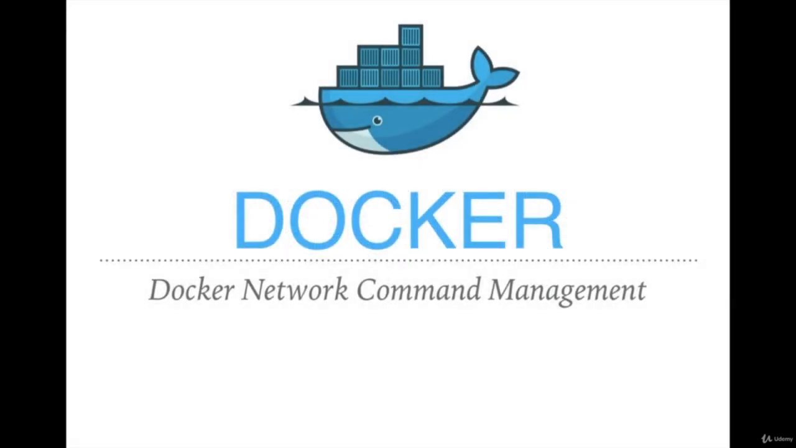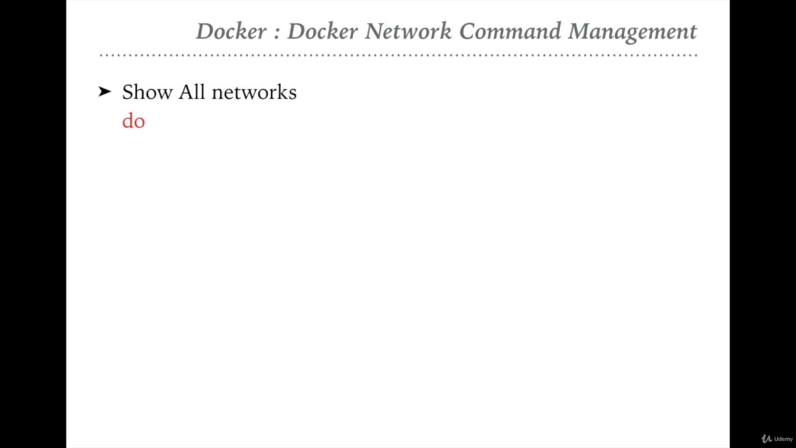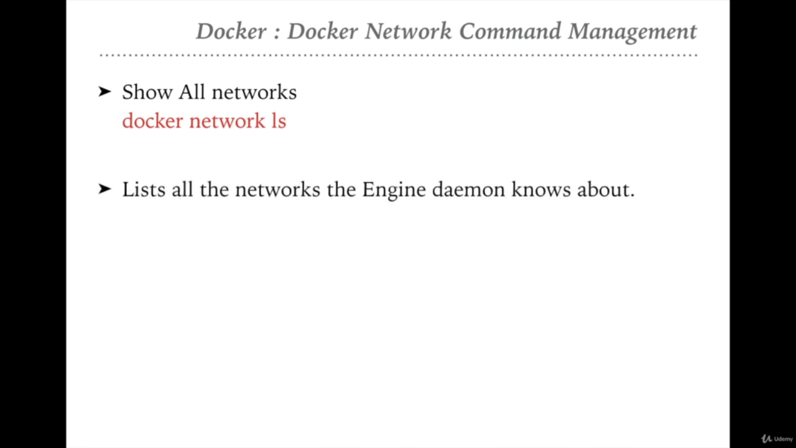Hello team, welcome back, and today we are going to discuss the Docker network command line management. So we will see how we can manage our Docker networks from the command line or from the CLI. So first we will see how we can list out all the networks which are running on my host machine. With the command docker network ls, you can list out all the networks which are running on your host machine. So basically the command docker network ls will list all the networks the engine daemon knows about.